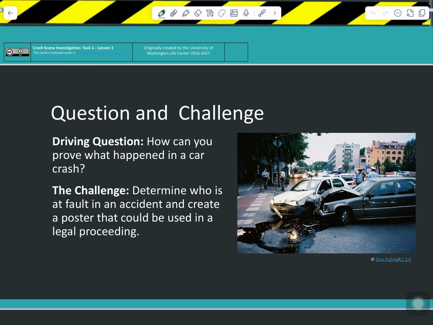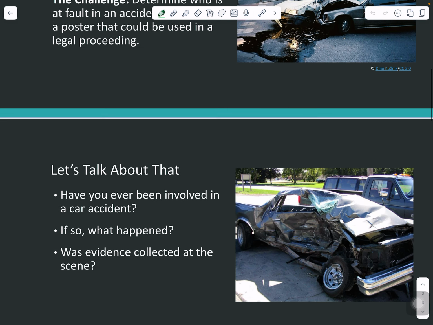So the challenge is that you are going to be looking at case files to try to determine who is at fault in an accident, and you are going to create a poster as an expert witness that could be used in a legal proceeding.